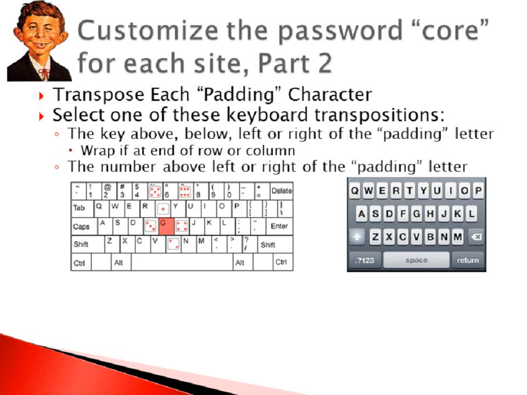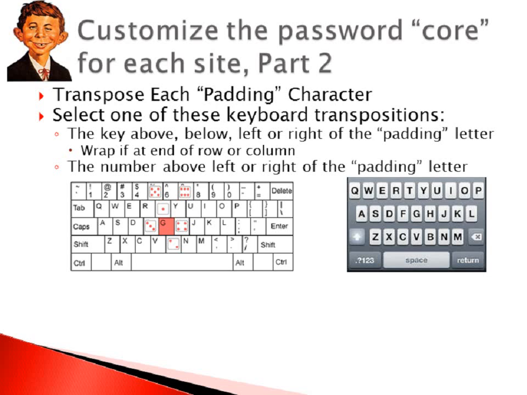So again, using the example of the G from Gmail, if your die roll was a 1, you're going to use from now on as your transposition mechanism the key above the G, or the key above whatever character you need to pad. If you got a 2, it's below, a 3, the key to the left, a 4, a key to the right, a 5, the number above and to the left of the character, and a 6, the number above and to the right of the character.